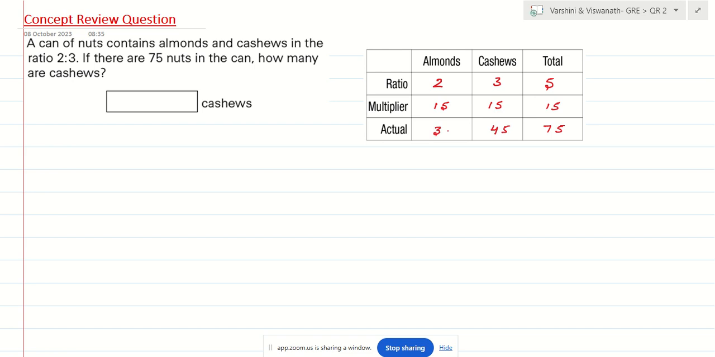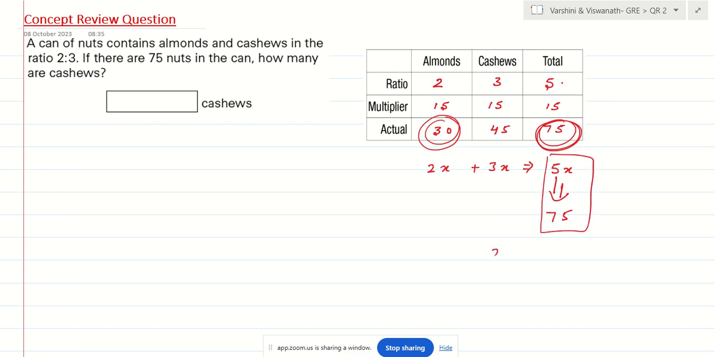I'll get 30 here. The only difference from the previous question is that there, the number of almonds was given individually. Now what is given here? The total number of nuts. So I must equate it with 5x. It's given as 2x and 3x, adding together 5x, and 5x is given as 75. I can equate this and get the value of x. x equals 15. Then I'll get the number of cashews and almonds. The question is the number of cashews. Of course, my answer is 45.